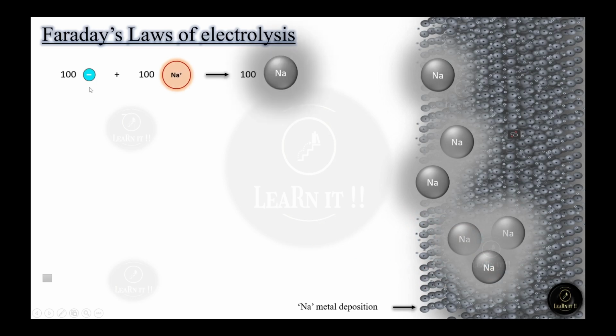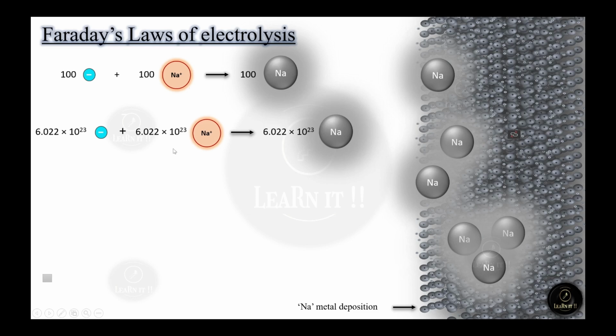If the battery provides 100 electrons, then 100 sodium ions get converted into 100 sodium atoms and deposit on the electrode. If the battery provides Avogadro's number of electrons, that is 6.022 × 10^23 electrons, then Avogadro's number of sodium ions get converted into Avogadro's number of sodium atoms. Let us look at 6.022 × 10^23 in terms of coulombs.